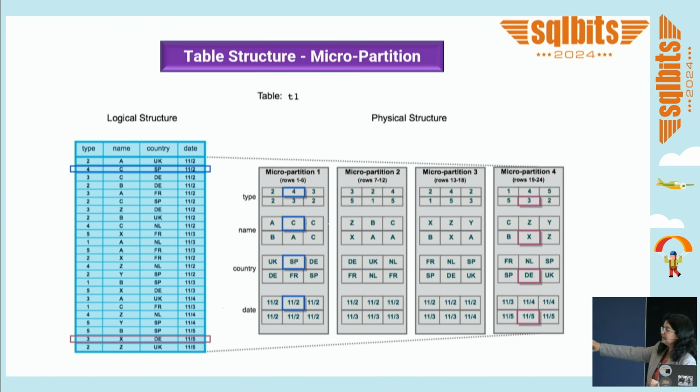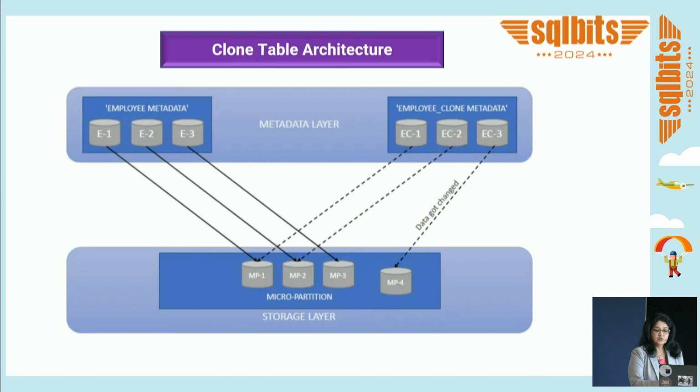And internally, when tables are in micro-partitioned or columnar format, we already discussed, right? They are stored, optimized, and compressed. You might not see that, but in the storage layer, that is how it is stored, and there are micro-partitions. So one of the cool concepts here is clone table.